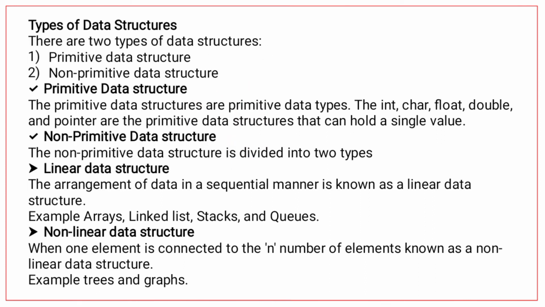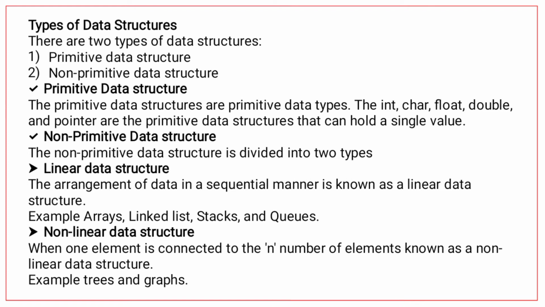Next, what are the types of data structures? There are two types of data structure: one is primitive data structure and the other is non-primitive data structure. The primitive data structures are primitive data types. Integer, character, float, double and pointer are the primitive data structures that can hold a single value.